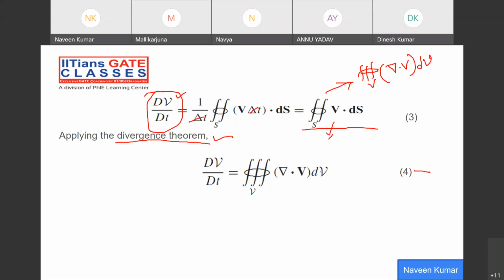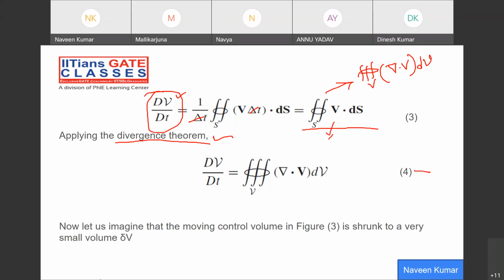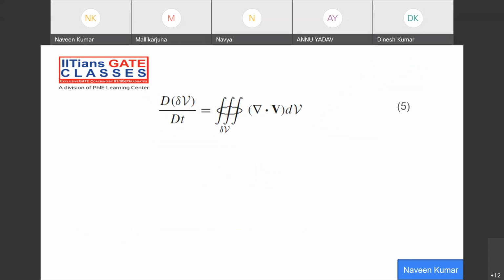Now let us just imagine that the moving control volume in figure 3 is shrunk to a very small volume delta V. Then you use this equation: instead of V, you use the volume integral over delta V of del dot V dV.